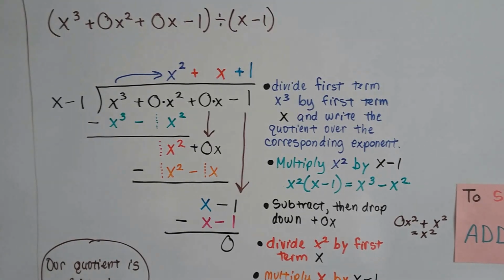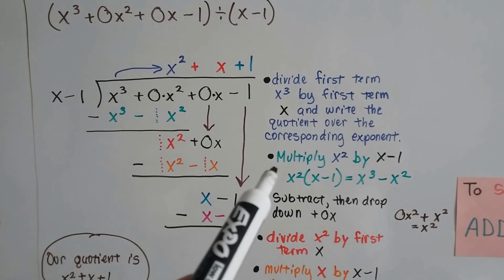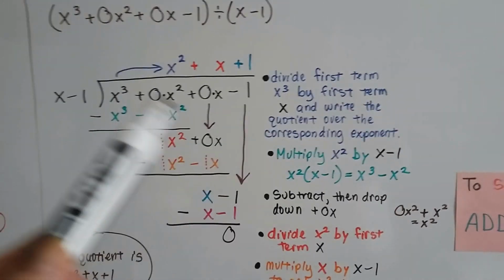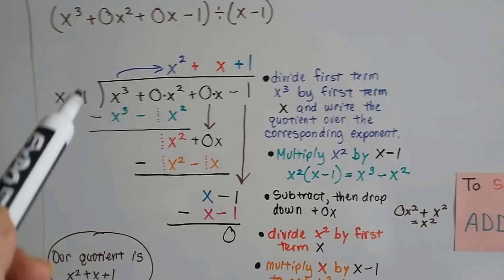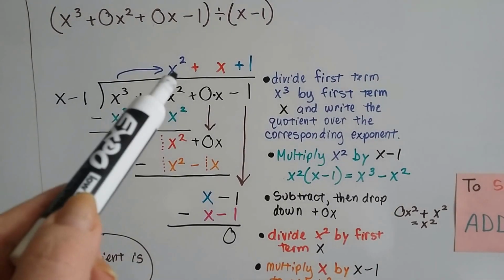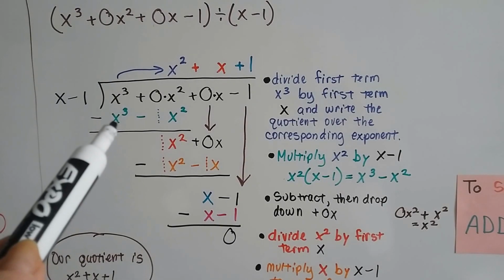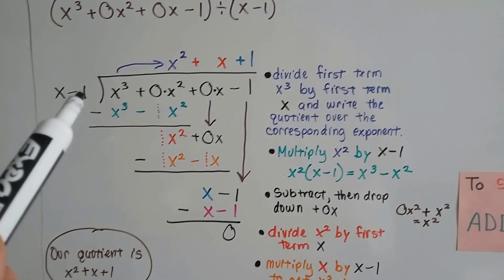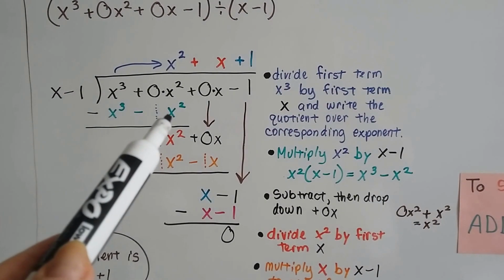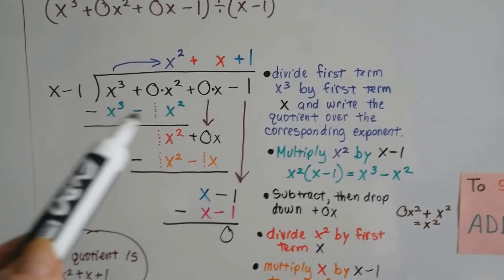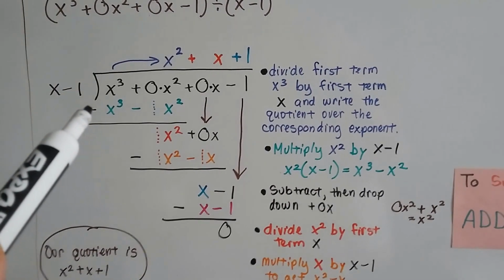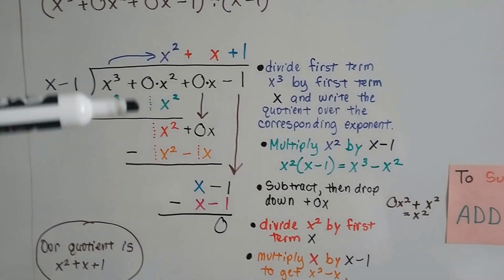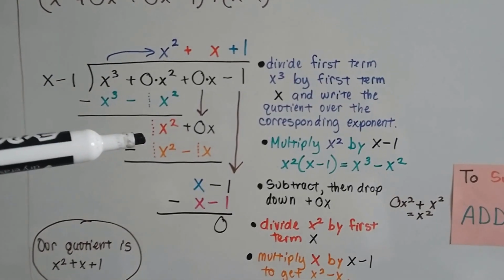See? Now, we multiply this blue x squared by this entire divisor, x minus 1. And x squared times x is x to the third, and x squared times negative 1 is negative x squared. See? So now we get this. Now, we're going to subtract the green one from the black one and bring it down.